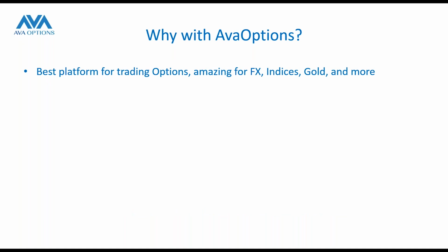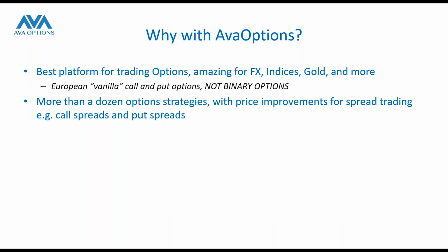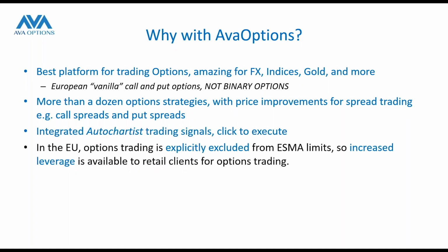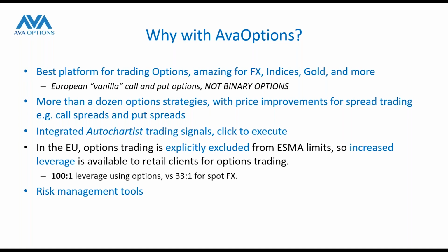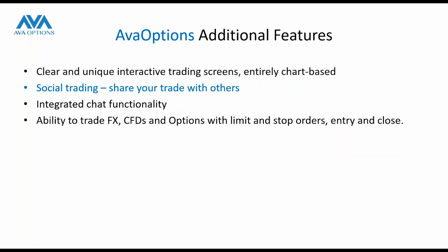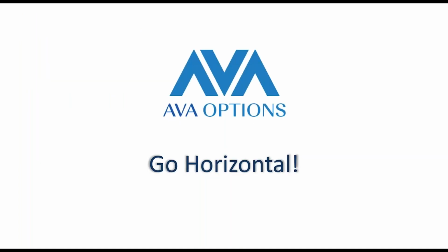Why with AvaOptions? I believe it's the best platform for trading options, honestly. European, not binary options. We don't trade binary options here. You have more than a dozen option strategies with price improvements for spreads. We've integrated auto chartist, which I need to show you really quickly. In the EU, options trading enjoys much more leverage. If you're a retail trader in the EU or in the UAE, or in Australia, you are limited to 30-to-1 leverage, roughly. With options, we give you 100-to-1 leverage. Increased leverage available, risk management tools, social trading, as I said, share your trade, chat, partials, lots of stuff.